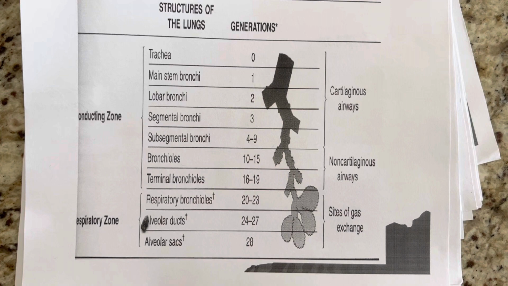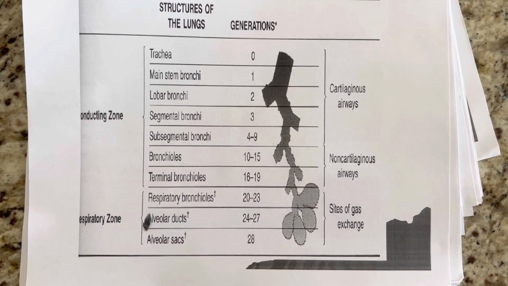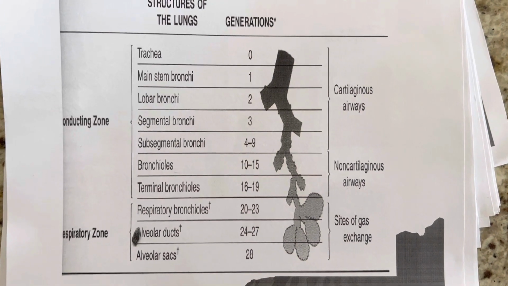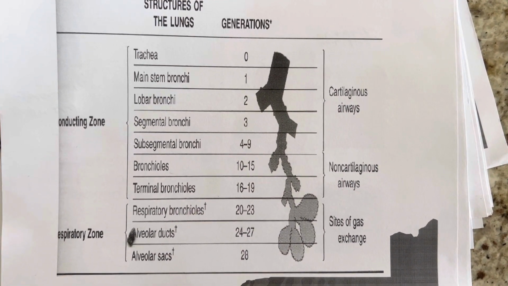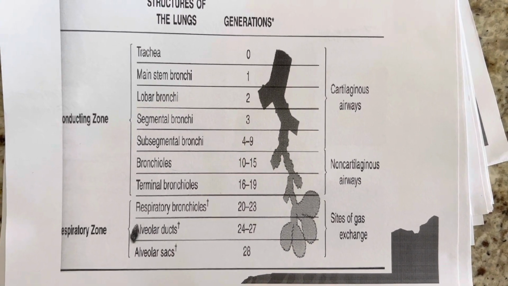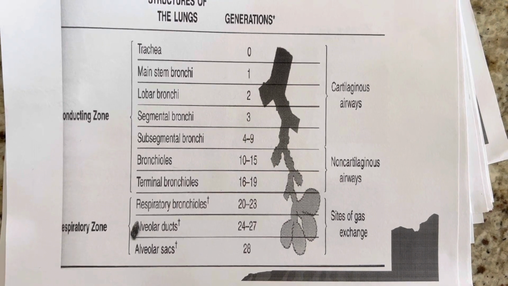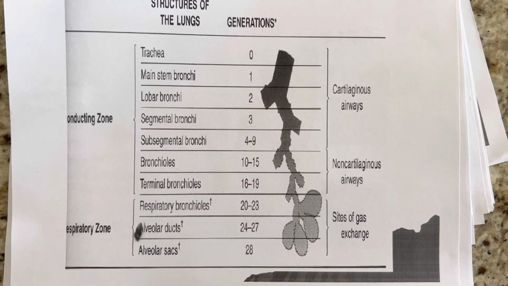Trachea, 0; main stem bronchi, 1; lobar bronchi, 2; segmental bronchi, 3; subsegmental bronchi, 4 to 9; bronchioles, 10 to 15; terminal bronchioles, 16 to 19; respiratory bronchioles, 20 to 23; alveolar ducts, 24 to 27; alveolar sacs, 28.